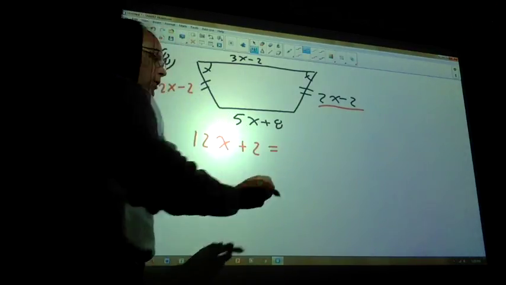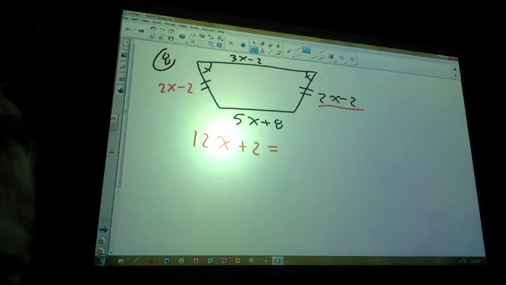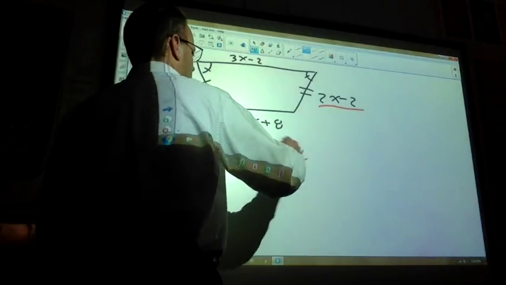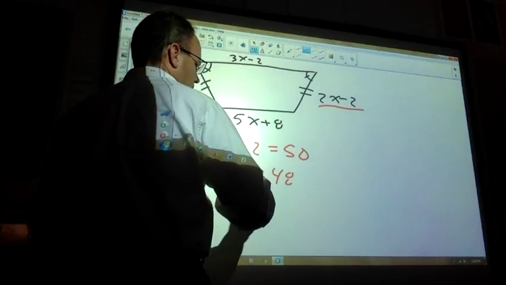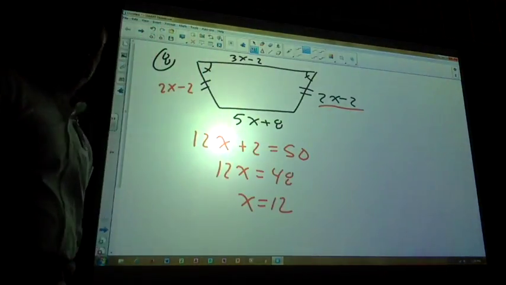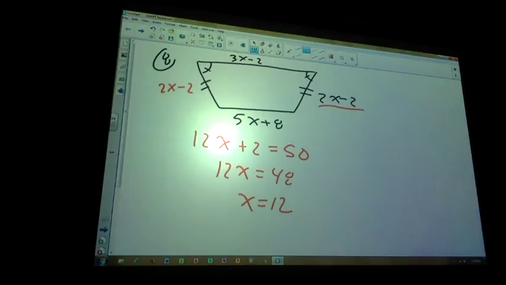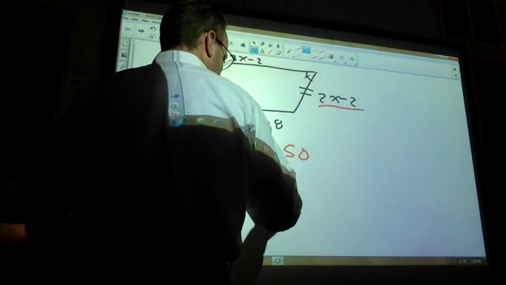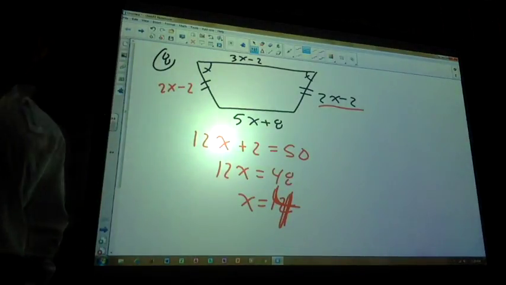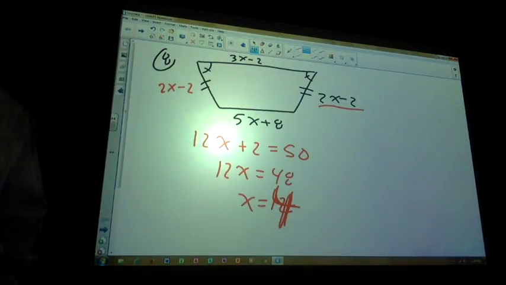And what's the perimeter say it's equal to? 50? Then I got 12x is equal to 48. X is equal to 4. Yes, 4. Johnny, you do 12? Yeah, buddy.